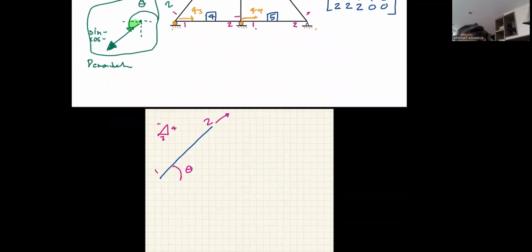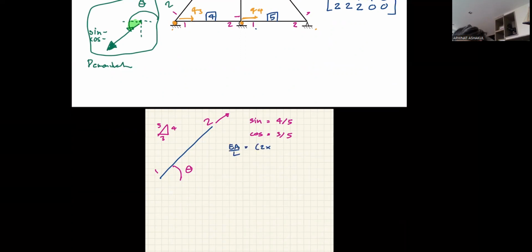3 and 4 and 5. You can see from now that the sine is 4/5 and the cosine is therefore 3/5. We can work some constant out, the EA over L term.